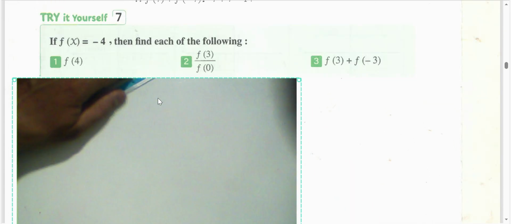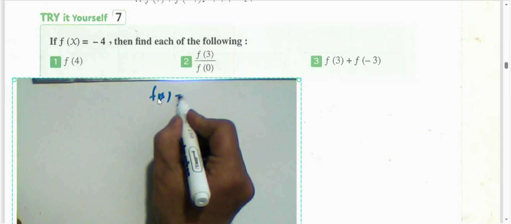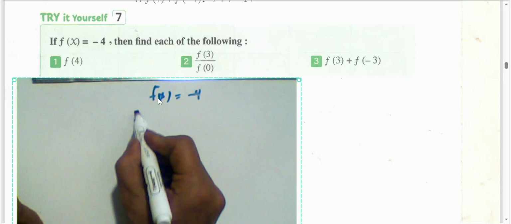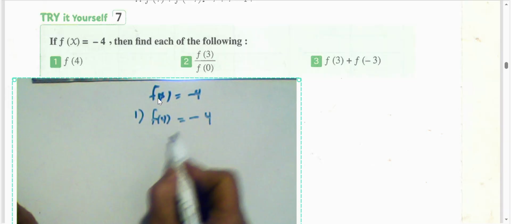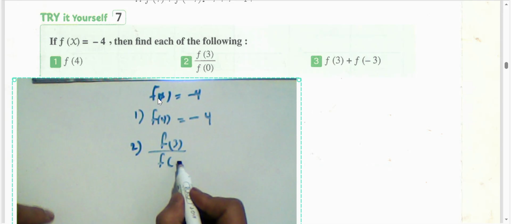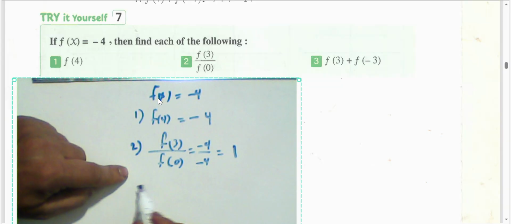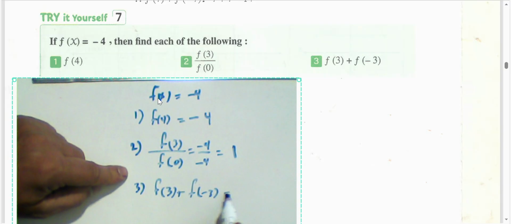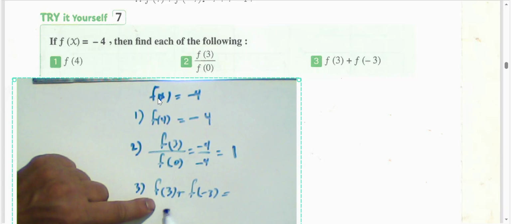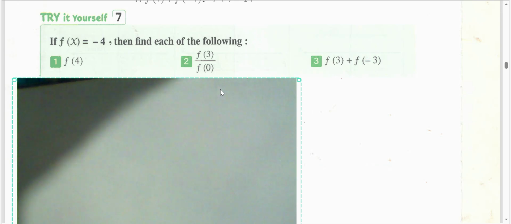Number 7, number 1 here. Give me the constant function f of x equals negative 4, and he wants to find f of 4. f of 4 will be negative 4, since we have a constant function. Number 2, f of 3 over f of 0. f of 3 will be negative 4, it's a constant function, divided by negative 4, it will be 1. And number 3, we can write f of 3 plus f of negative 3. We have constant functions. The value of the first will be negative 4, and the second also negative 4. Negative 4 plus negative 4 will be negative 8. Then the answer will be negative 8. Next question.